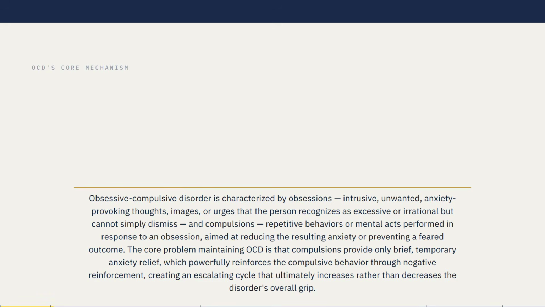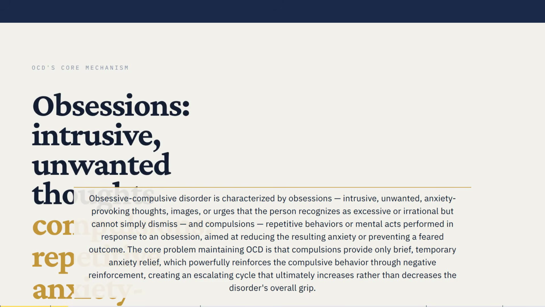Obsessive-compulsive disorder is characterized by obsessions, intrusive, unwanted, anxiety-provoking thoughts, images, or urges that the person recognizes as excessive or irrational but cannot simply dismiss, and compulsions, repetitive behaviors or mental acts performed in response to an obsession, aimed at reducing the resulting anxiety or preventing a feared outcome.